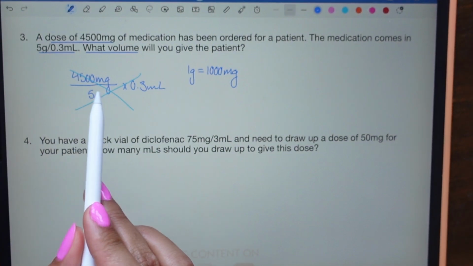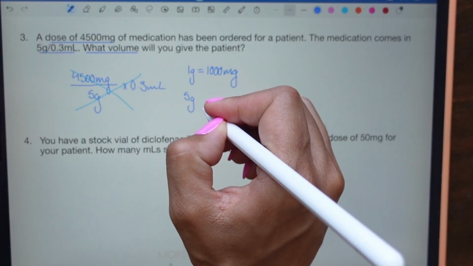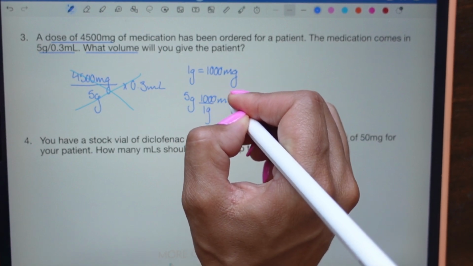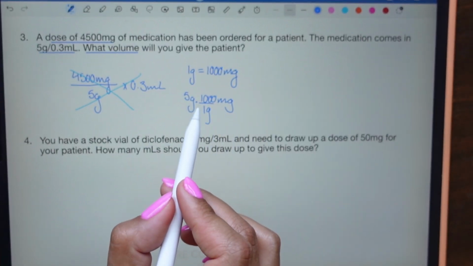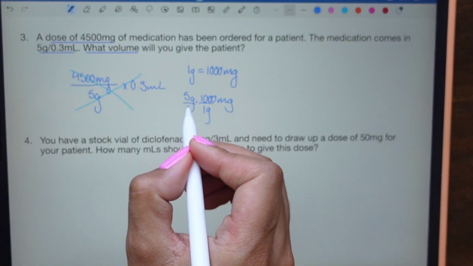So I have 5 grams, right? So if I have 5 grams and in 1 gram there is 1,000 milligrams, I multiply this fraction, right? Because this 5 is a whole number, so really this is over 1.